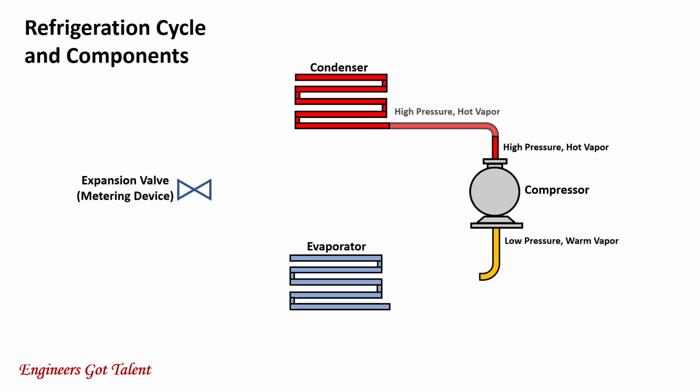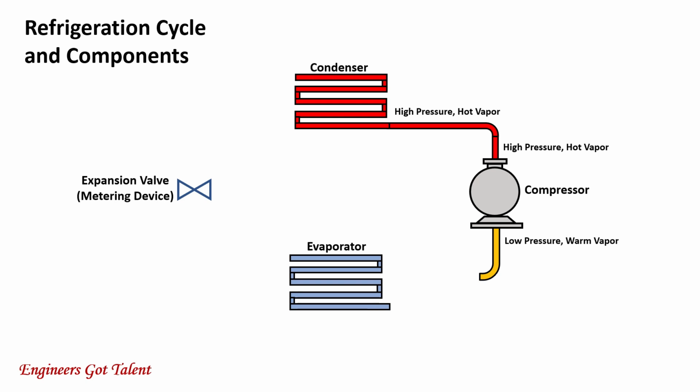The refrigerant enters the condenser at high pressure hot vapor. The refrigerant is carrying the hot vapor from the compressor. The purpose of the condenser is to remove that heat from the hot vapor, thereby turning the vapor refrigerant into liquid, thus the name condenser.